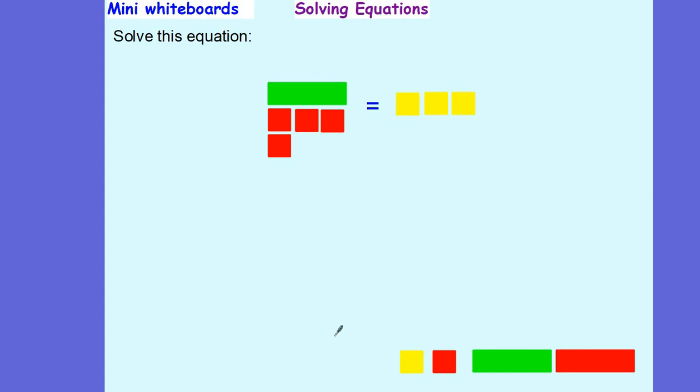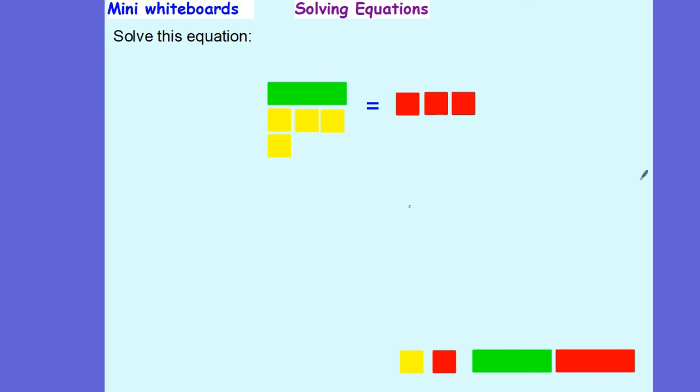How about now? How are you going to solve this equation? This time I need to add 4 yellow squares to cancel out those 4 red squares. Whatever I do to one side, I need to make sure I do it to the other. If I cancel out my 0 pairs, I'm left with the green rectangle is equal to 7 yellow squares.